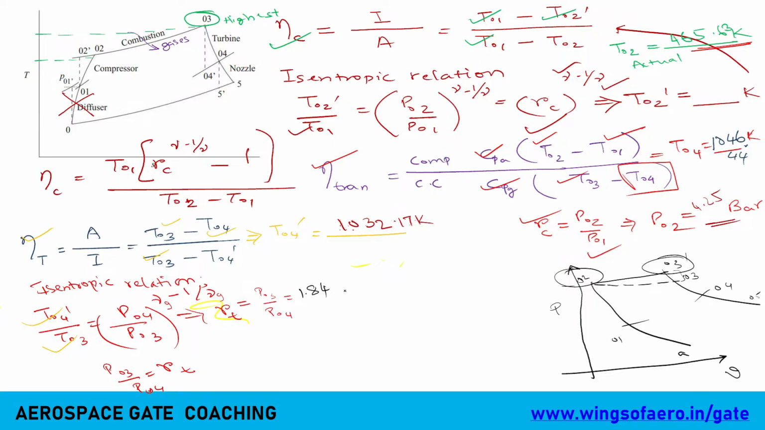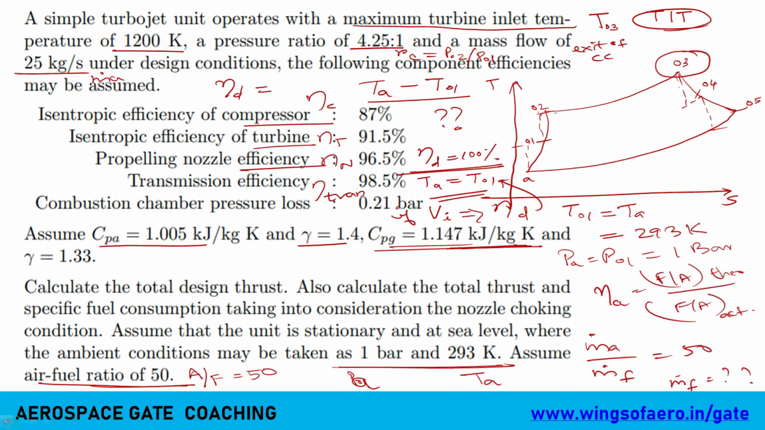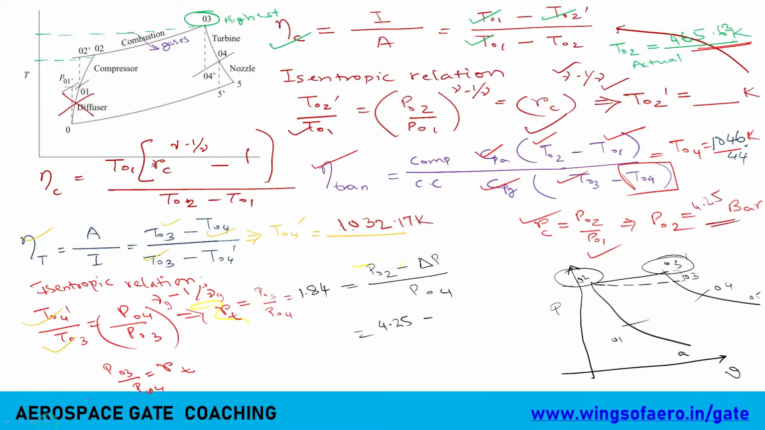So how can we write that loss in mathematical form? We can write 1.84 equals P03 by P04, which can be further written as P02 minus the amount of the pressure loss, by P04. Now here we know P02, that is 4.25, and the amount of loss they have given is 0.21 bar. All are in bar, so I am not converting it. Do we have any value of P04? We don't. So we can simply take P04 as that divided by 1.84, to get the value of P04, the pressure in bar.